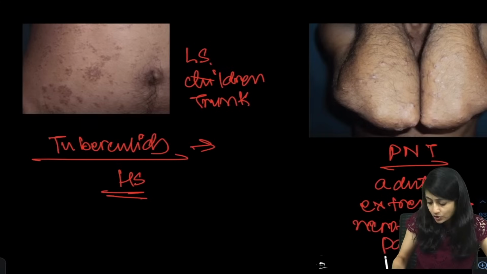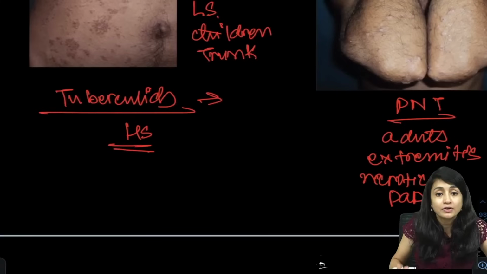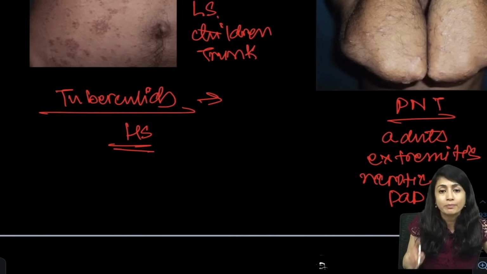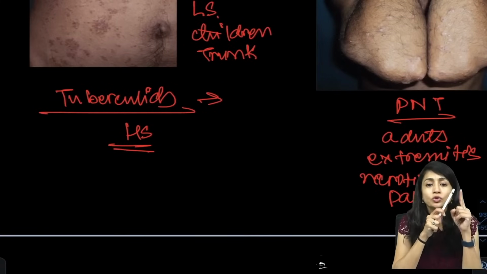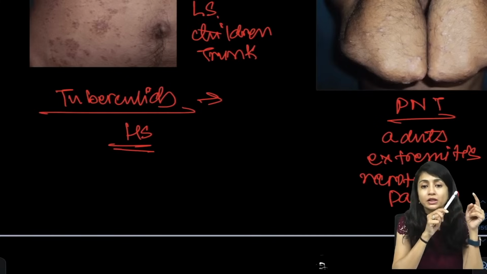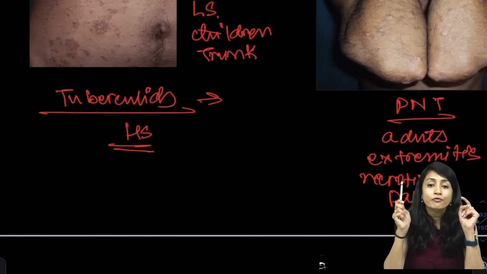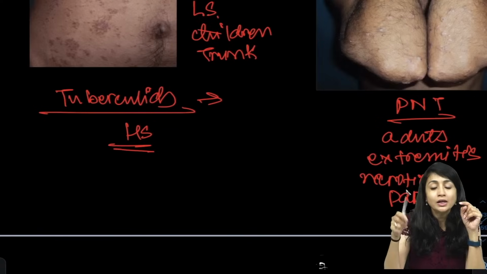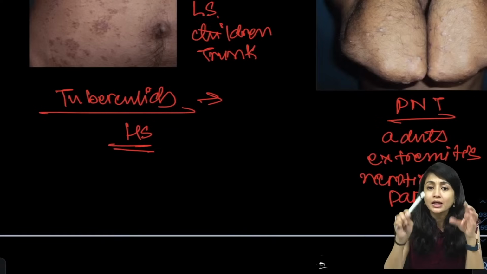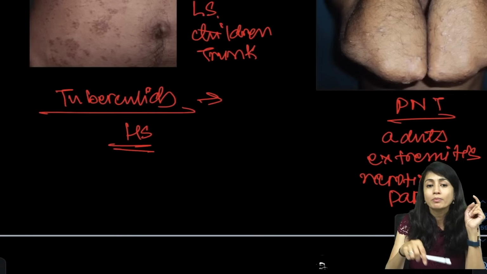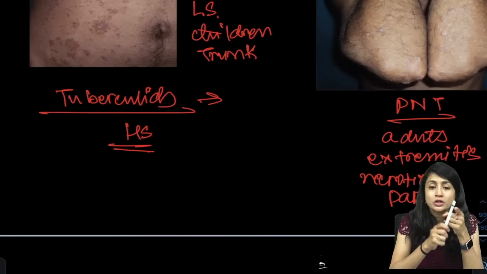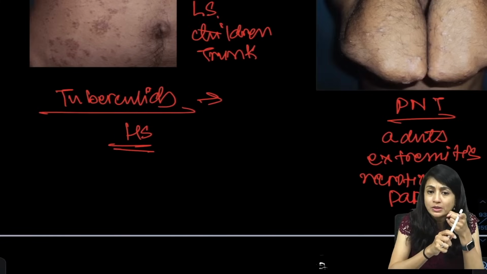Now, tuberculids are a hypersensitivity reaction. So, usually they can ask you about the criteria of tuberculids. So, remember, I will quickly tell them to you. Tuberculids are a hypersensitivity reaction. So, there is already a focus of TB somewhere else, from where the antigens or mycobacterial bacilli are released in the skin, and the body mounts a hypersensitivity reaction. So, if you do Mantoux, it will be positive. So, Mantoux is positive, there is a focus of TB somewhere else.